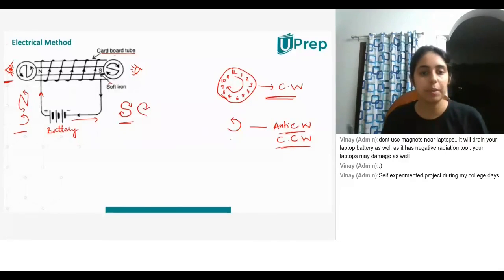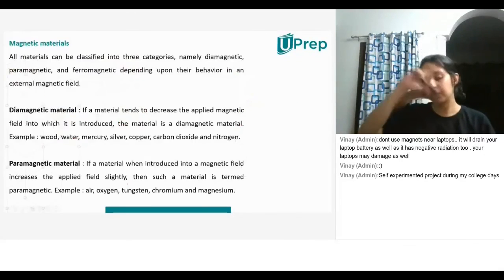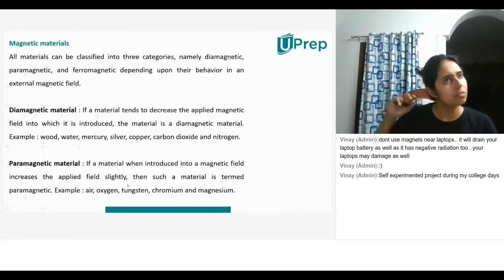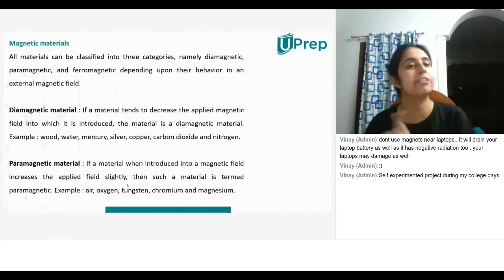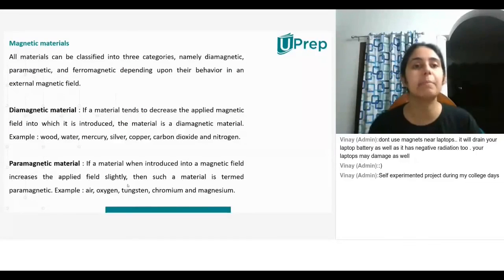All right. So that was the last method. Now let's talk about some terminologies or some magnetic materials and how we define these different kinds of magnetic materials. All materials can be classified.